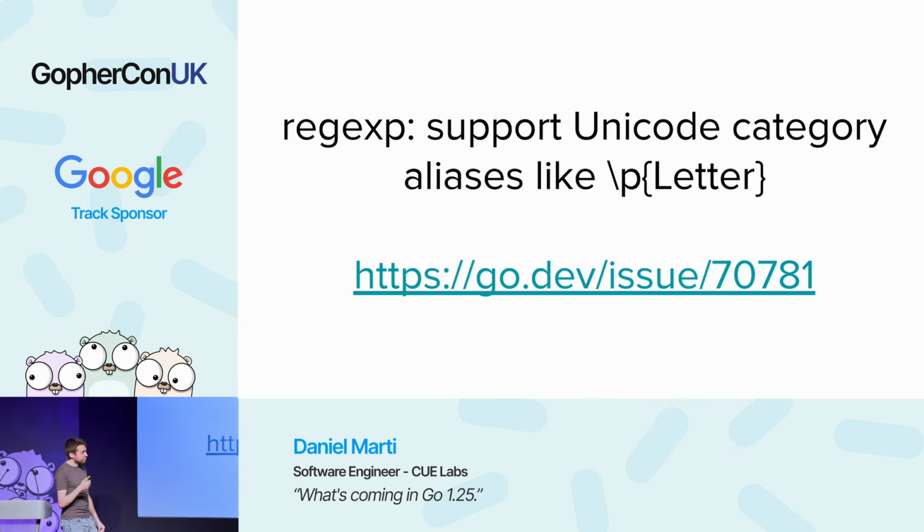Another change, again, pretty small, is that the regular expression package now supports Unicode category aliases like \p letter. Most of you probably don't know what that means. It's just another way of saying a category of characters or letters.